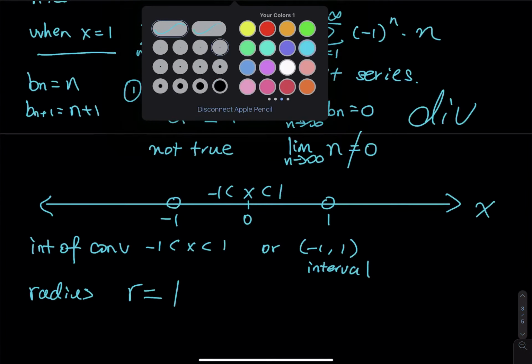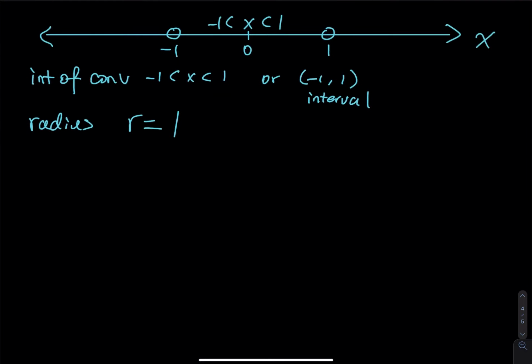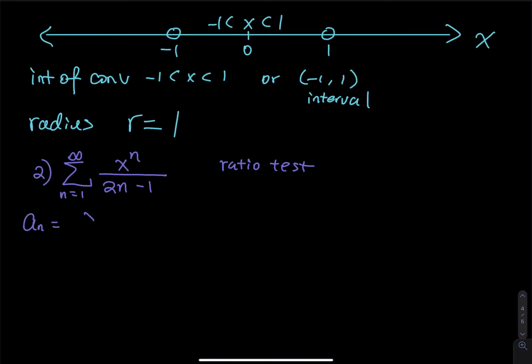So number 2, I remember I use a purple, right? So number 2, we have the summation n equals 1 to infinity, x raised to the n divided by 2n minus 1. So this is not an alternating series. Therefore, I will just use the ratio test. For the ratio test, I have a_n equal to the entire series.